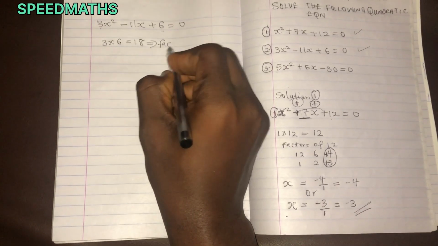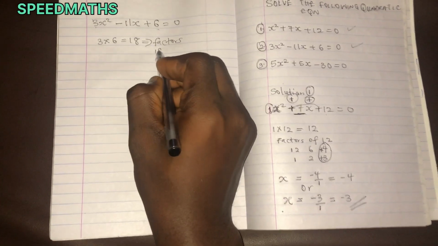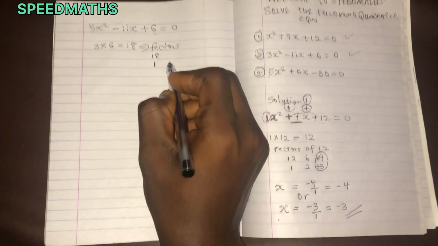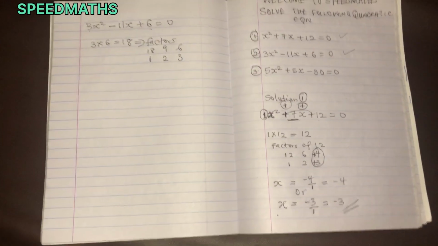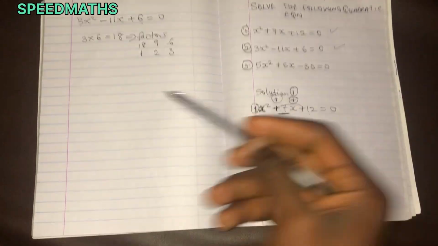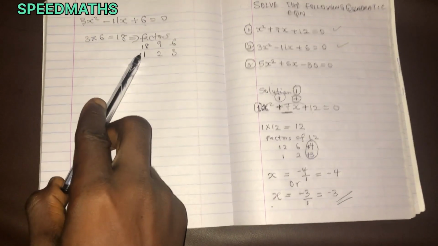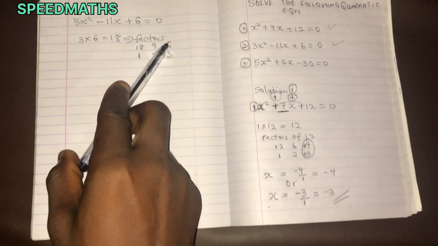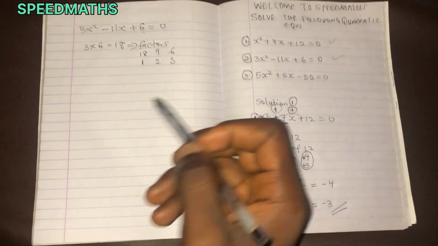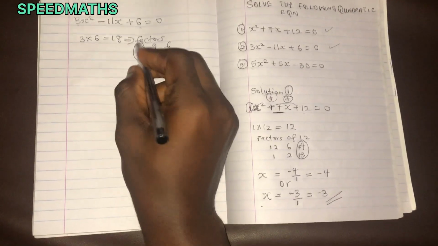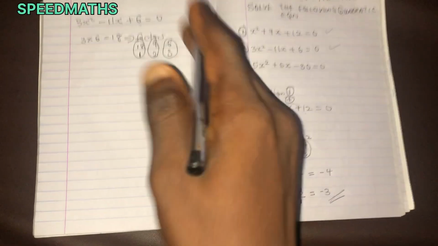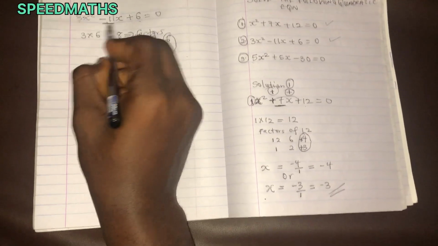Factors of 18 include 18 and 1, 2 and 9, 3 and 6, and lots more. You can go back and forth: 1, 2, 3, 6, 9, and 18 exactly. So here are the factors of 18. The reason I'm writing it like this is so that I can follow it this way. Now I'm looking at the one that will give me this.